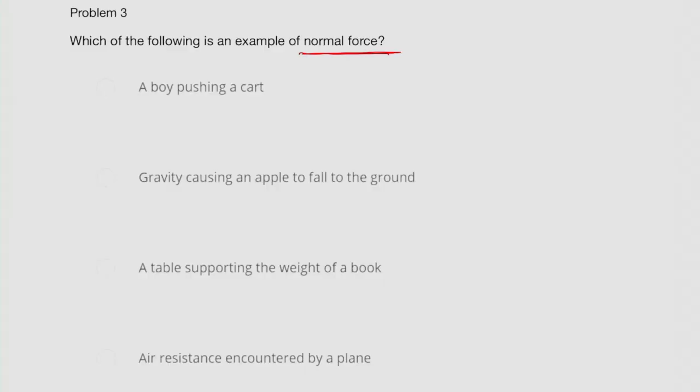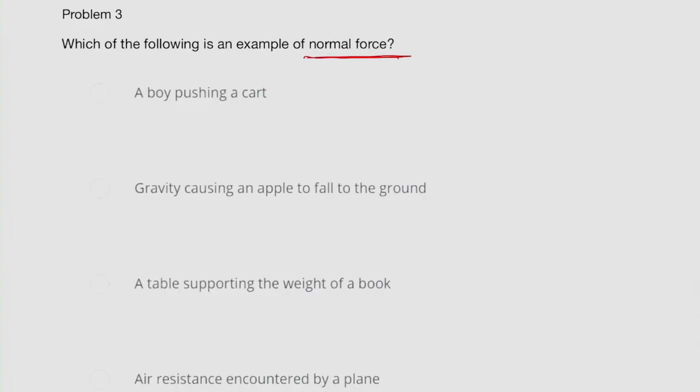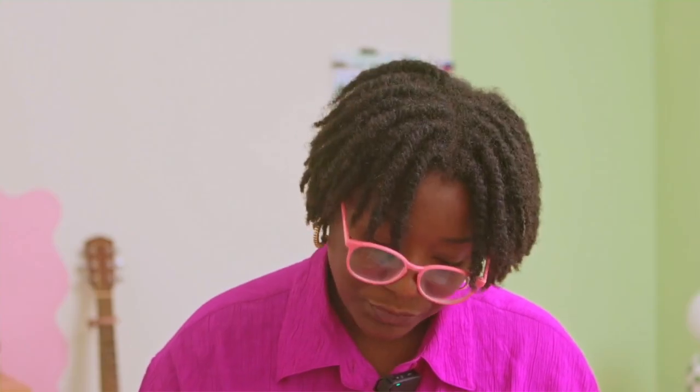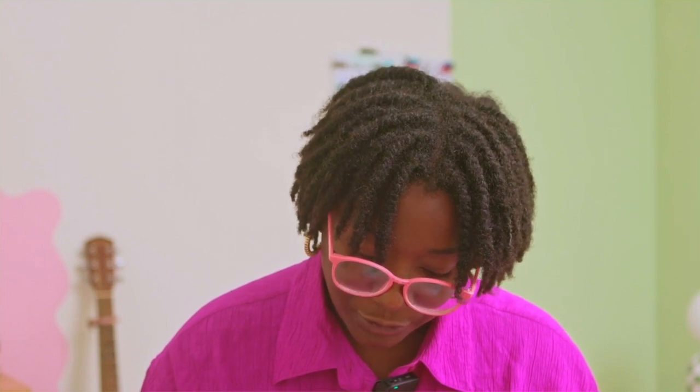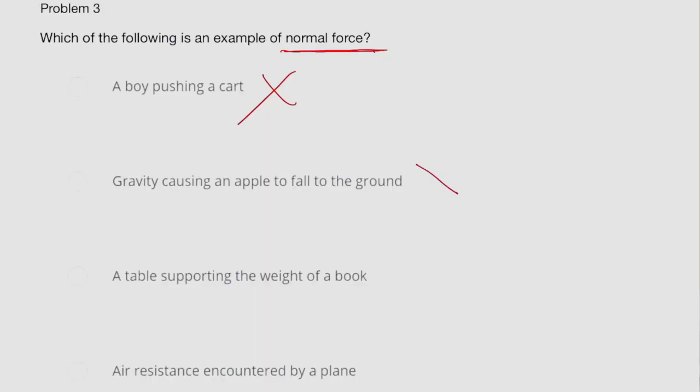Option 1, a boy pushing a cart. Now, this is definitely not a normal force because when we think about a boy pushing a cart, is he going upward or is he going horizontally? Right, he's going horizontally, so it is definitely not option 1. Option 2, gravity causing an apple to fall to the ground. Again, if we're thinking of an apple falling to the ground, that force is pushing that apple downward. So it's definitely not number 2.